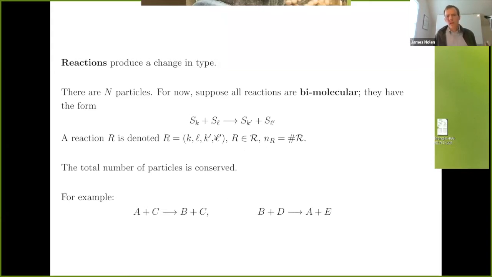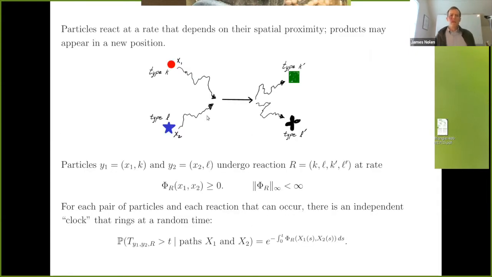Our current work involves extending these results to the case of general finite order reactions. We would have, say, M inputs and M outputs. This says nothing about the spatial structure. So the particles react in a way that depends on their spatial proximity. And this is described through a kernel. For each reaction, there is a kernel, phi r, which is a function of the spatial location of the input chemical species.